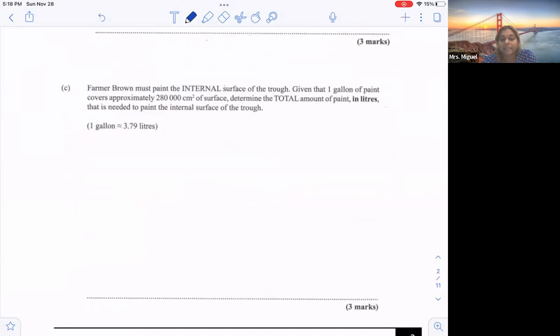Farmer Brown must paint the internal surface of his trough. Given 1 gallon of paint covers approximately 280,000 centimeters squared of surface, determine the amount of paint needed to paint the surface. So we have the external volume, right? So 1 gallon is approximately 3.79 liters. That is what was given. So he wants to paint the internal surface, not the external. He wants to paint the internal surface. So here's what he painted. He's painting all the sides. So all the sides, here, here, here, here, here. Right? So he painted 6 sides.